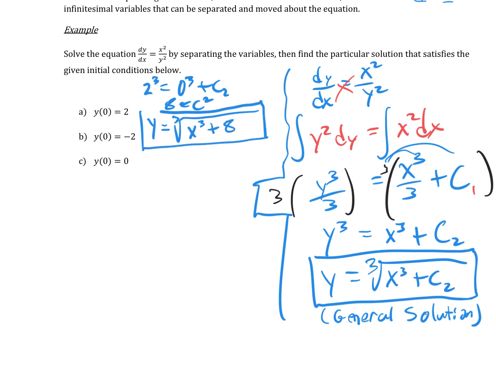Now, that is the graph that's in this general form that goes through 0, 2. What if it goes through 0, negative 2? Well, then we can plug that in. We've got negative 2 cubed plus 0, equals 0 cubed plus c2. That's negative 8 equals c2. This is a different function.